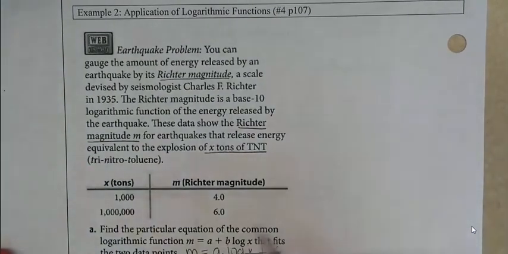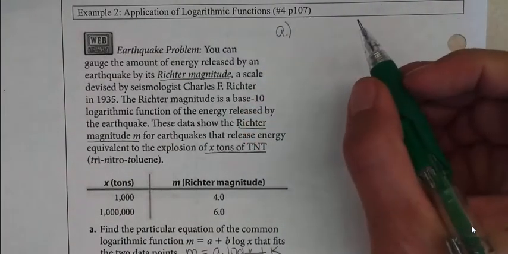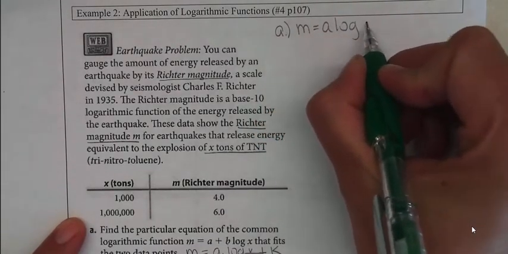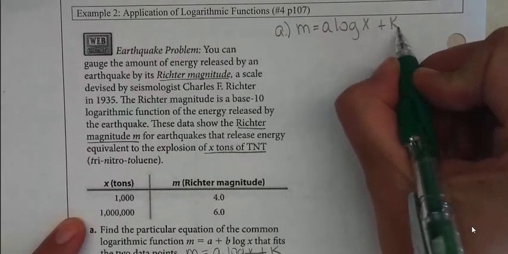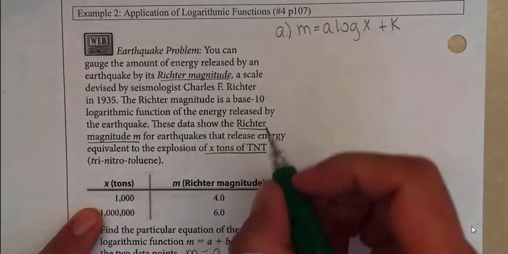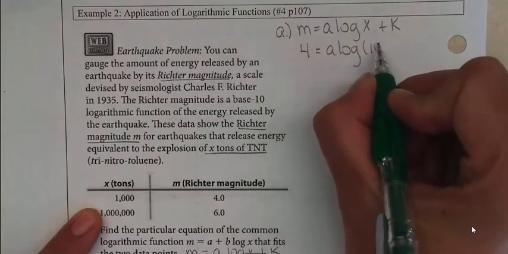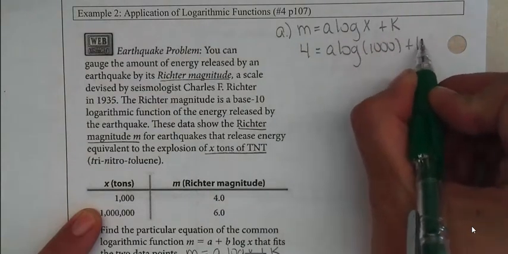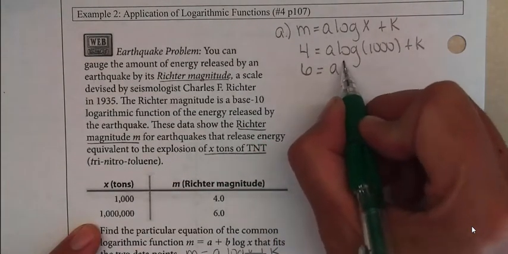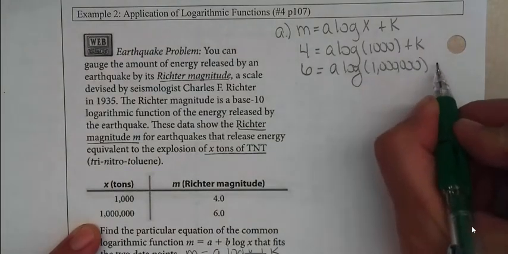Okay, so we're going to do pretty much like we just did. So for a, I'm going to use m equals a log x plus k. Plugging in my two data points here, I've got the magnitude m is 4 equals a log of 1,000 plus k, and then my other equation will be 6 equals a log of 1,000,000 plus k.